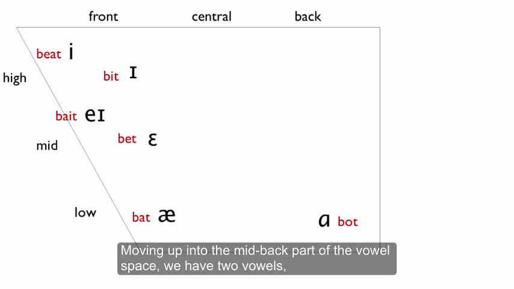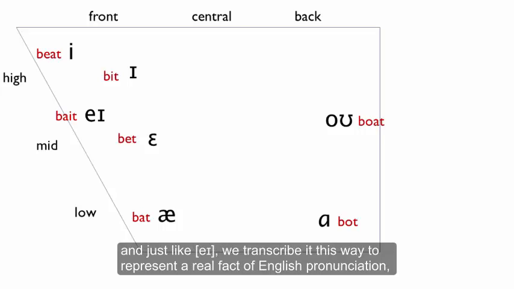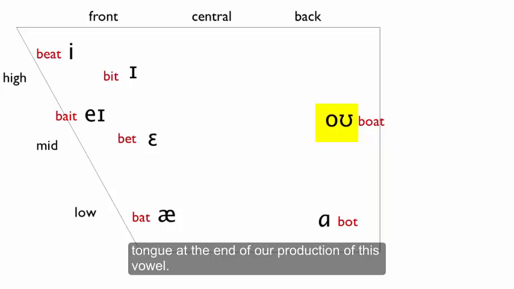Moving up into the mid-back part of the vowel space, we have two vowels, each of which has its quirks. O is the second of the non-phonemic diphthongs, and just like A, we transcribe it this way to represent a real fact of English pronunciation, which is our tendency to have a little raising of the tongue at the end of our production of this vowel.